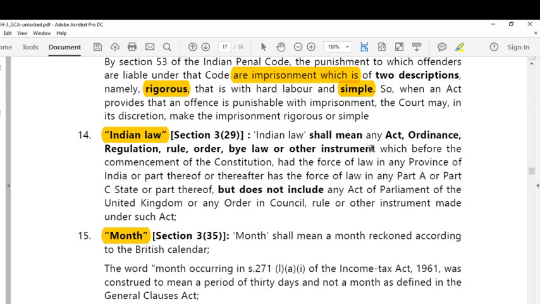Indian law shall mean any act, ordinance, regulation, rule, order, bylaw, or other instruction which before the commencement of the constitution had the force of law in any province of India or part thereof, or thereafter has the force of law in any part A or part C state or part thereof, but does not include any act of parliament of the UK or any order in council, rule, or other instrument made under such act. So that is called the Indian law.